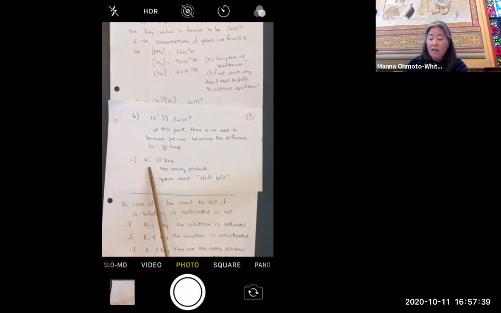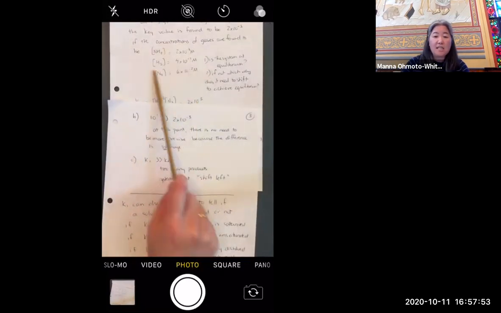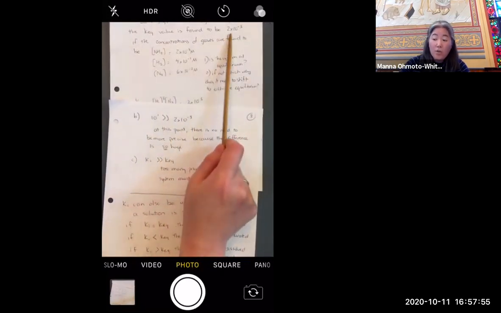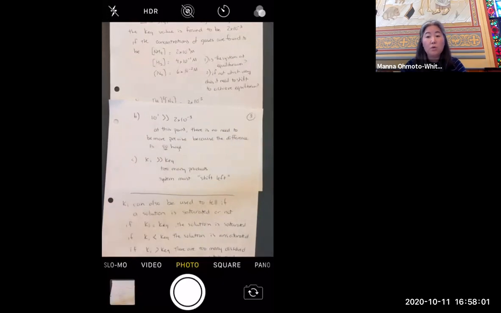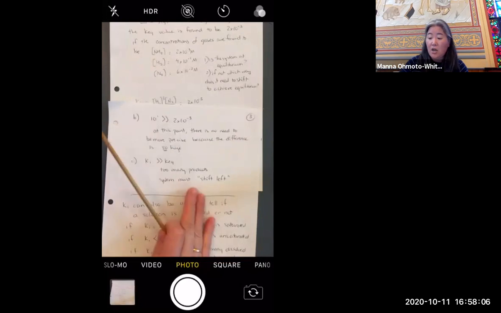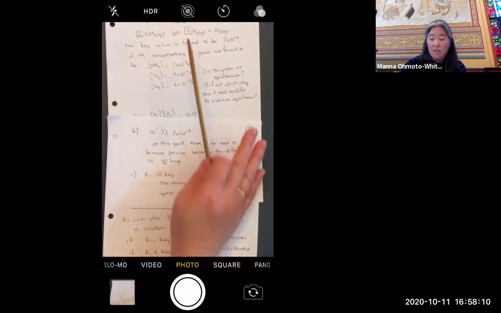So if my Ki value is so huge, that means I have too many products, and so my system has to shift left in order to actually establish equilibrium. So if I dump these gases into this container, under these conditions in which the Keq value is 2 times 10 to the negative third, it will not be at equilibrium, and it will work to achieve equilibrium by shifting left, basically causing the composition reaction to occur over the decomposition reaction.